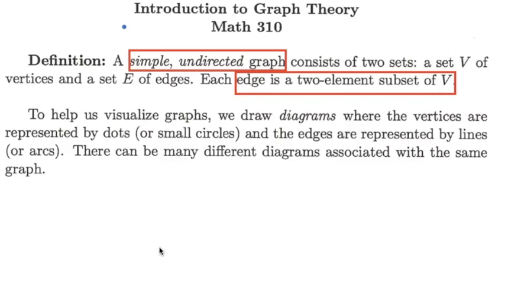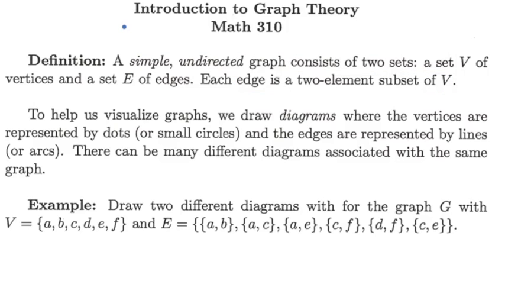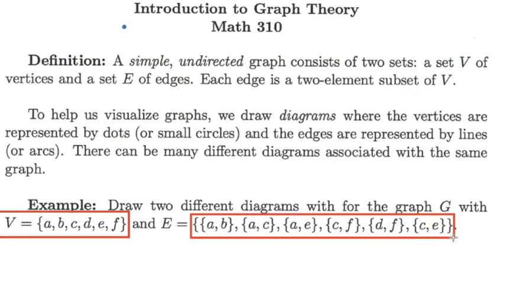For the same graph, we can draw a lot of different diagrams. As an example, let's draw two different diagrams for a graph G where the vertex set is A, B, C, D, E, F, and the edge set consists of the sets A and B, A and C, A and E, C and F, D and F, and C and E.